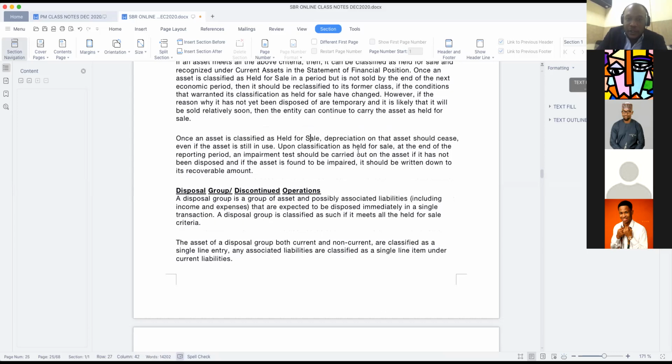Upon classification as held for sale, at the end of the reporting period, an impairment test should be carried out on the asset if it has not yet been disposed of.